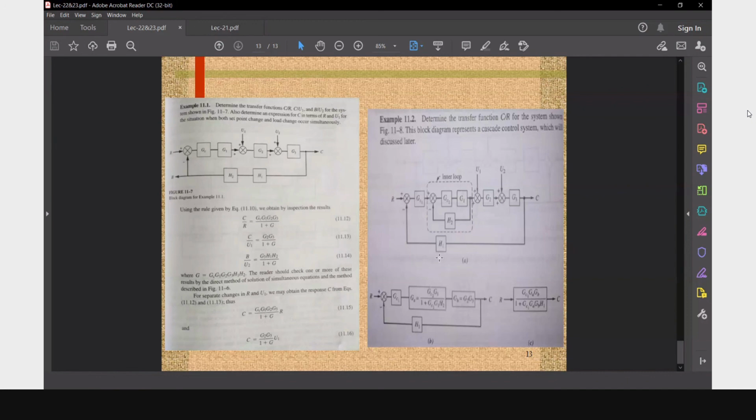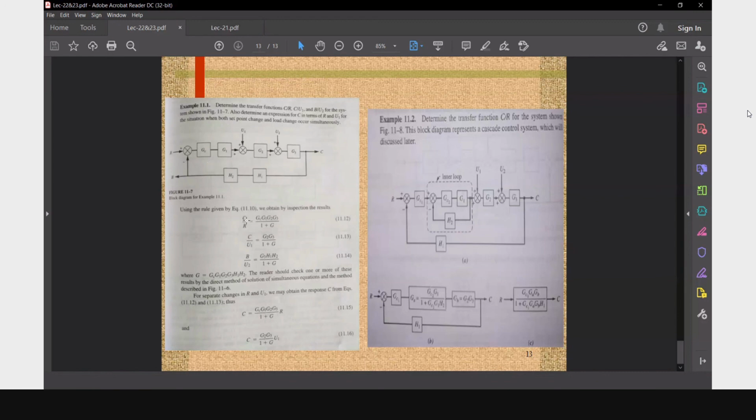So this is the solved example from Kafner. Determine the transfer function, let me read you. Determine the transfer function C by R, C by U1 and C by U2 for the system shown in figure. Also determine the expression for C in terms of R and U, for the situations when both set point change and load change occur simultaneously, as I have told you. Okay, there is a possibility that the simultaneous change may occur and which may cause the variable change. Okay, so this is the diagram actually.